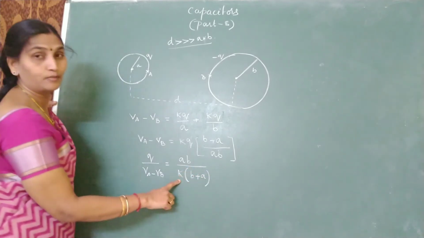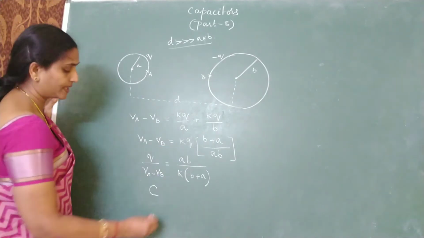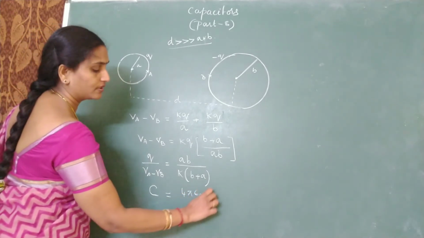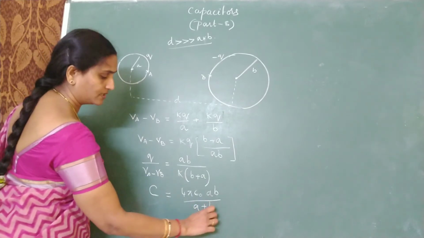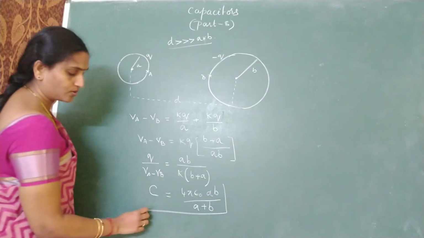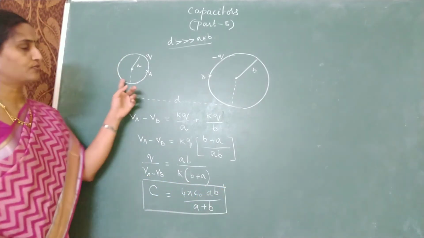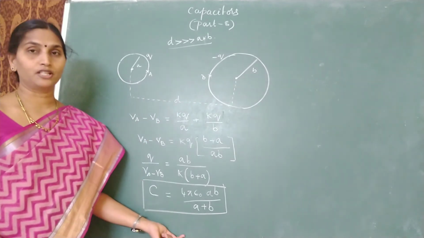And we know K is nothing but 1 by 4 pi epsilon naught. When you write it as 4 pi epsilon naught, what will you get as capacitance? 4 pi epsilon naught AB divided by A plus B. So this will give you the capacitance for an arrangement of two spheres at a very large distance of separation.